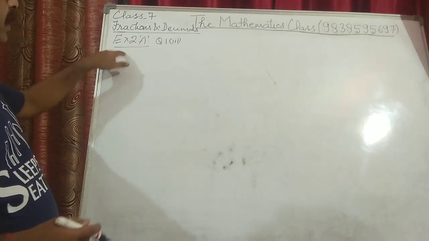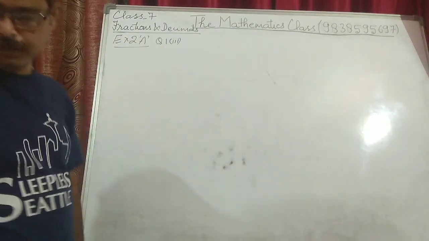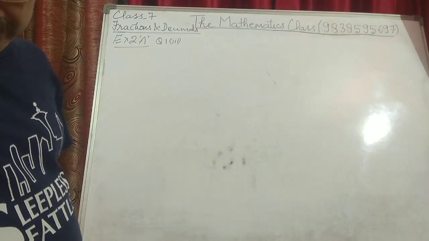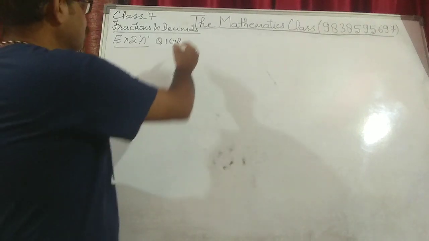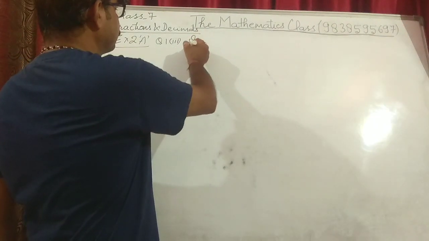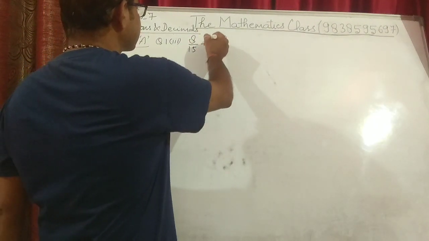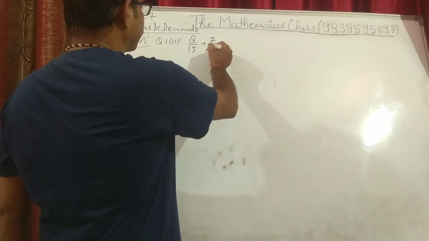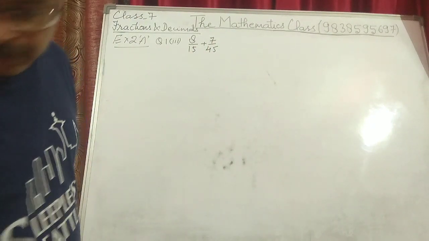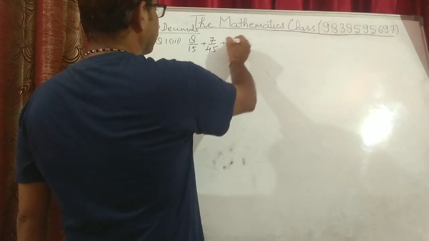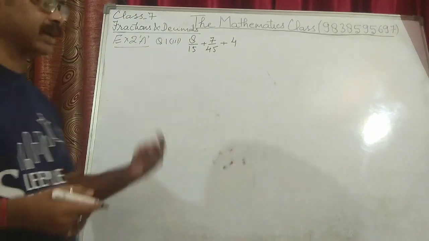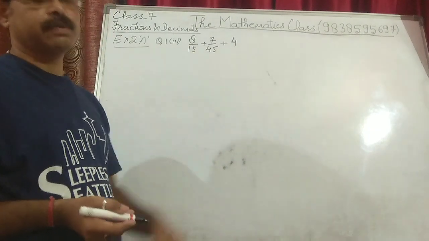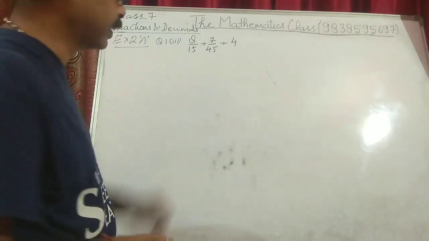Now exercise 2a, we have taken question number 1, third part. In this we have to evaluate. Evaluate means find the value of. So the question is 8 upon 15 plus 7 upon 45 plus 4. You have to find the value of this total expression. Either you can understand it as simplify or evaluate or find the value.